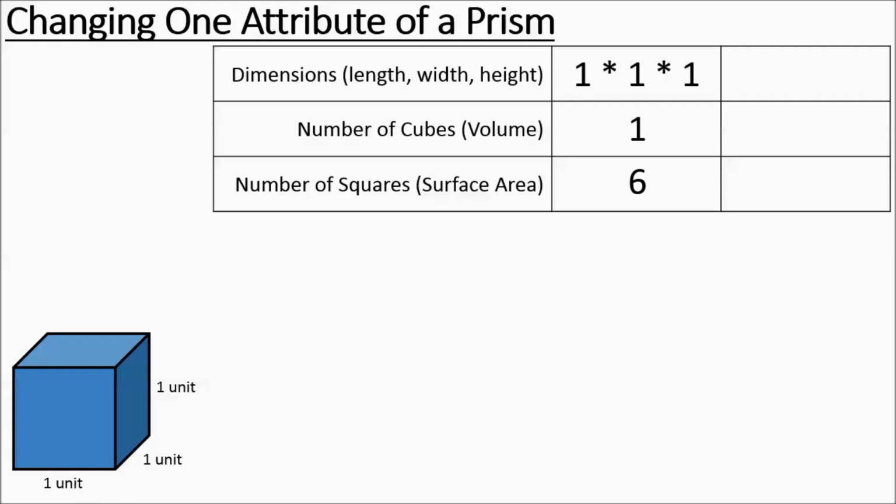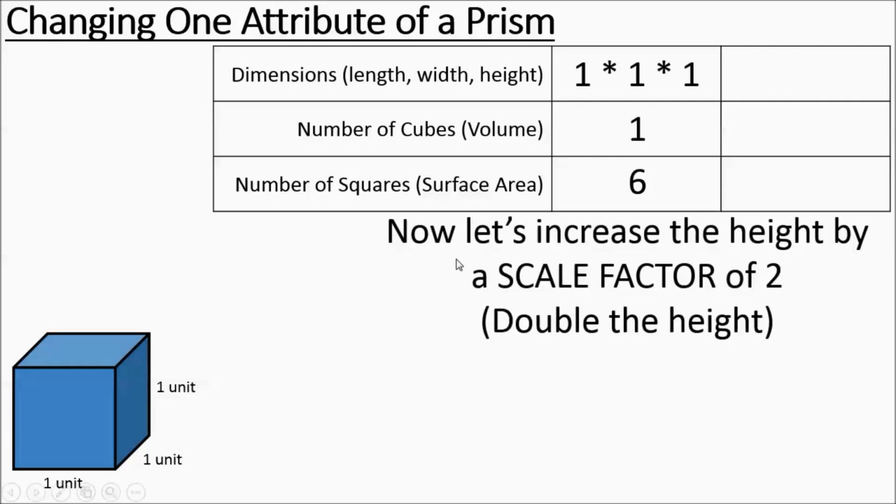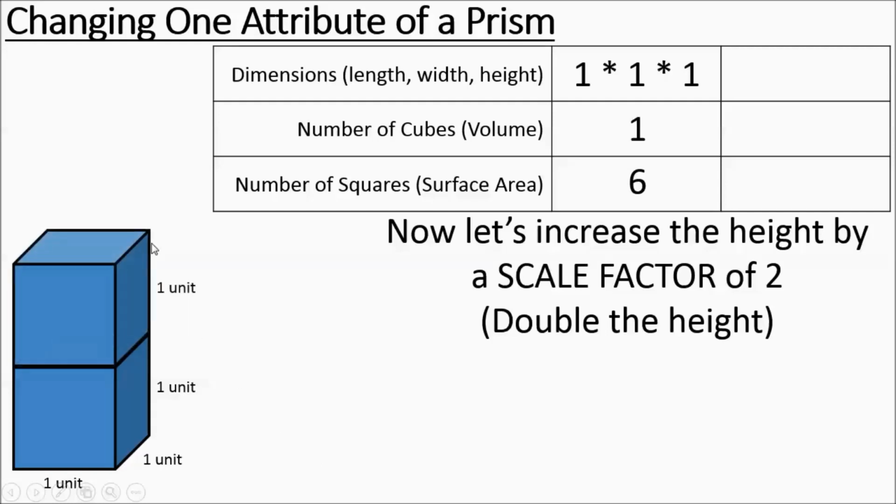Now what we're going to do is find out what happens when we increase the height by a scale factor of 2. Scale factor of 2 is a fancy way of just saying double the height. So we have our figure here, and we're going to double the height. I'm just basically putting another cube on top of it. So now, instead of a 1 by 1 by 1, when we put these two units together, we have dimensions of 1 by 1 by 2. So our number of cubes has increased. We now have 2 cubes.